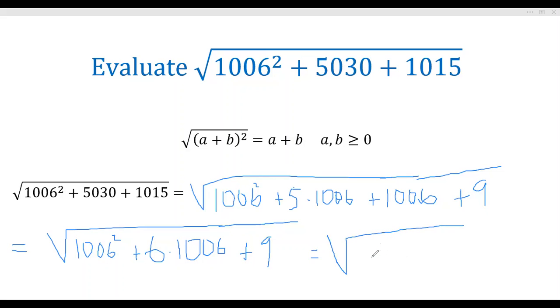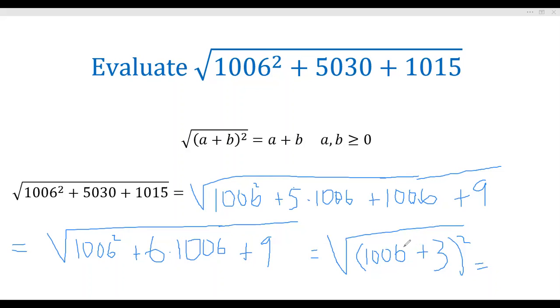So this would be 1,006 plus 3 quantity squared. So that's kind of cool, isn't it? 1,006 plus 3 quantity squared. Now, y'all, again, this is just in the form A plus B quantity squared. You get 2 times 3 times 1,006, which is this term right here. And then the 3 squared is, of course, 9. And so we finally get our completed result right here.